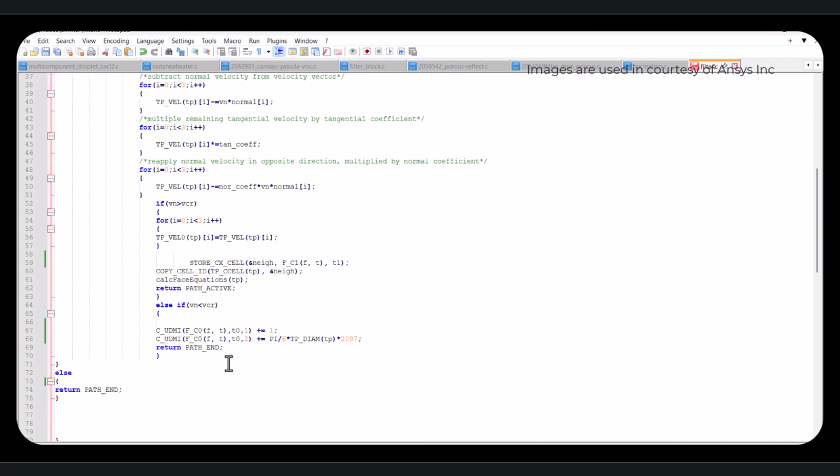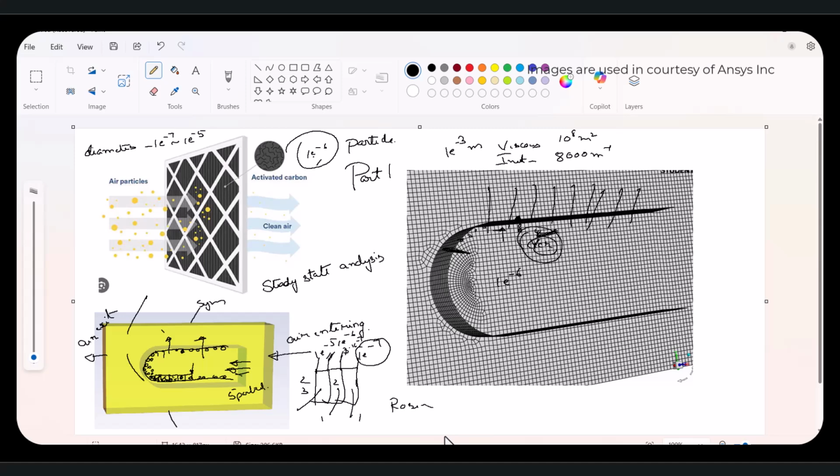If it is less than Vcr, we will say return path end. I mean the particle should not return back, it should trap there. So the particle would be trapped, and thus the counter would also be increased. What is this F_C0(f, t)? You can see these are the cells which are just adjacent to this interior. That cell is defined by F_C0(f, t). This f is the face and t is the face thread, right?